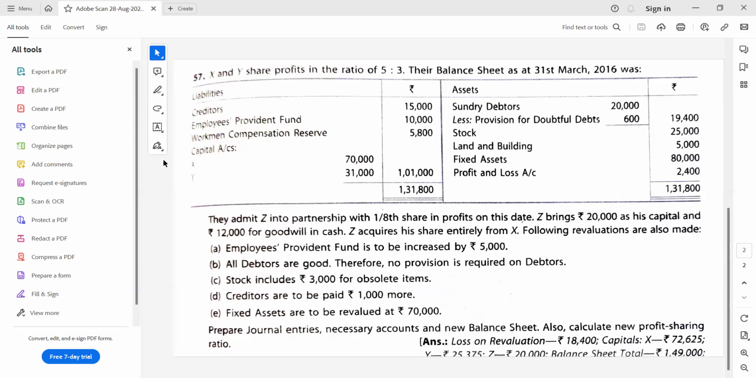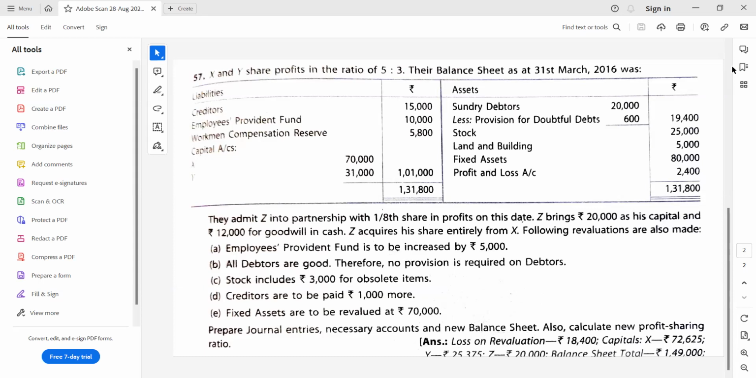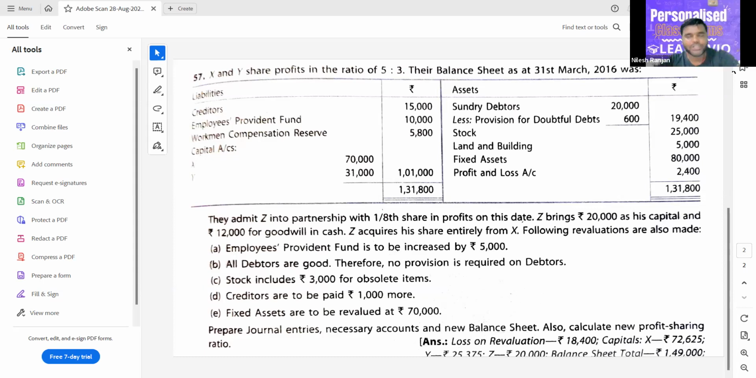Okay. After that, we have to multiply the net balance with the gain or sacrifice, and then we have to pass the journal entries. So our net balance will be 3,400 multiplied by 1/8. So it is 425. So the journal entry will be Z's capital account to X capital. Yes, it will be Z capital account debit to X capital because the gaining partner is Z and the sacrificing partner is X. So Z capital account debit 425 and to X capital 425.